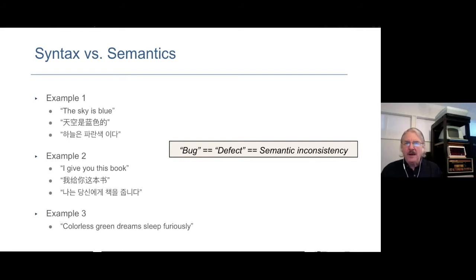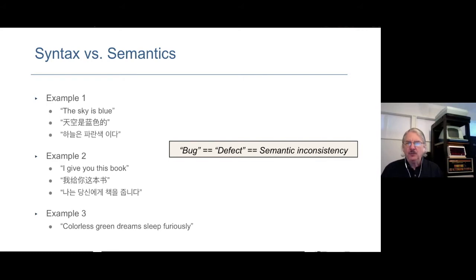Now, again, why is this important? Because what you call a bug, what I call a defect, is in fact a semantic inconsistency. Again, there is the semantic that the code has. There is the semantic that you want the code to have. That inconsistency between the semantic that it has and the semantic that you want it to have is the defect.